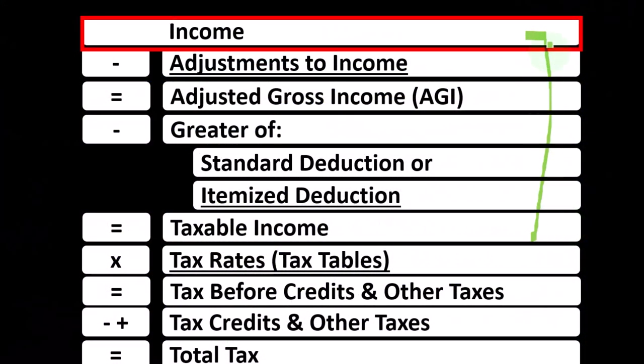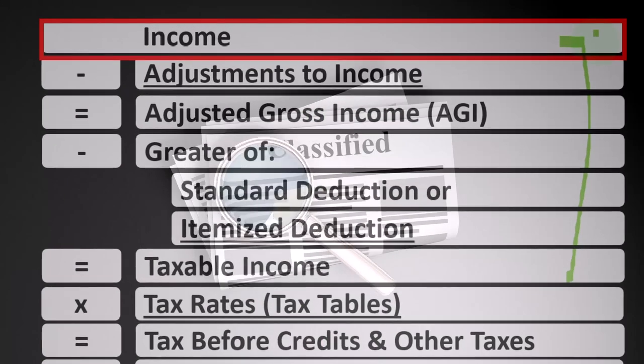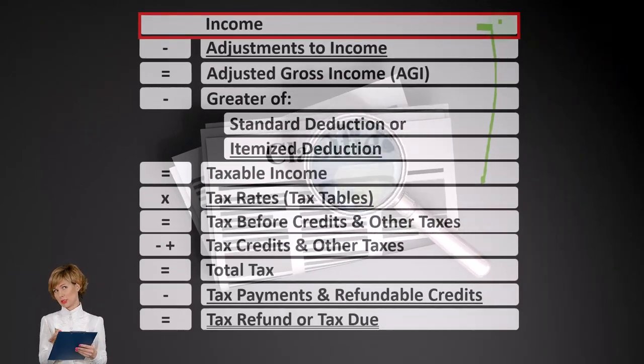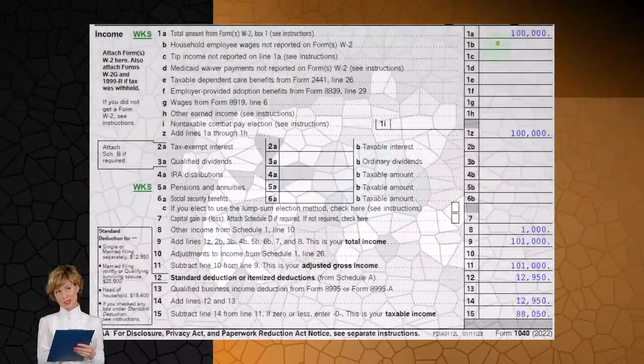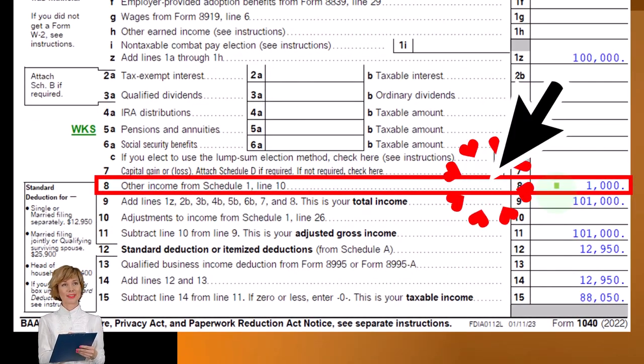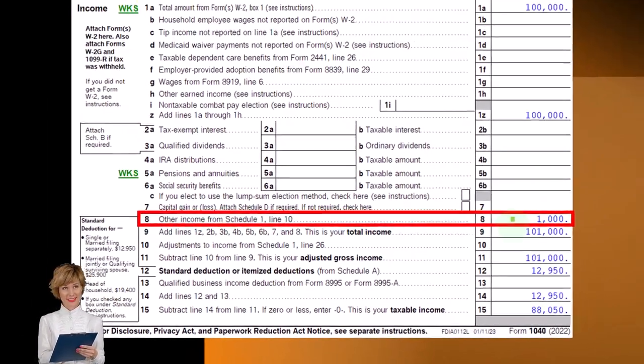That means with the income line we're focused on, we need to determine if something is classified as income and whether or not it's exempt income with regards to recording it for taxes. That's the general concept. Looking at the first page of the Form 1040, we're focused down here on line number 8, other income from Schedule 1.